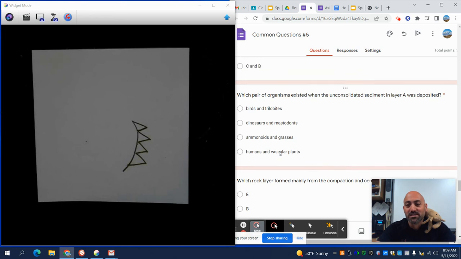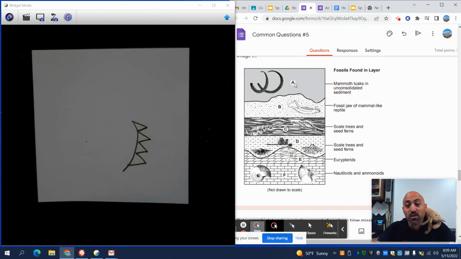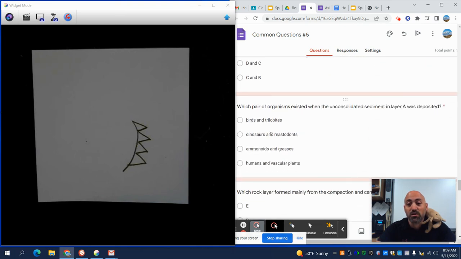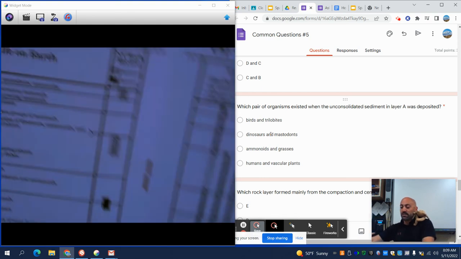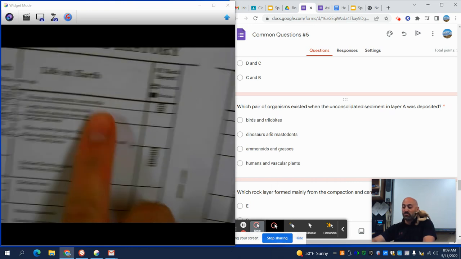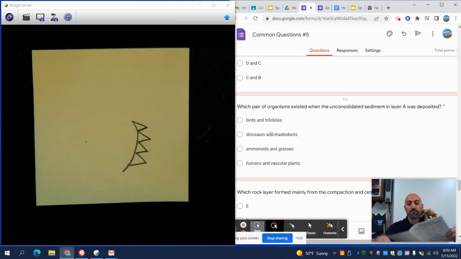What organisms existed when sediment in layer A was deposited? Oh, so ESRT, look up mammoth tusks and then look up the other organisms by these names. Which ones were around when mammoths were around? So, ESRT in front of me. This eats up a lot of time, okay? But you look up mammoths and you see what other organisms over here were around when mammoths were around.